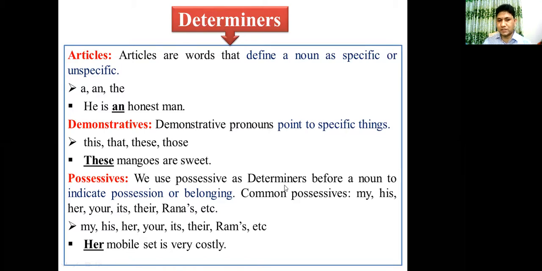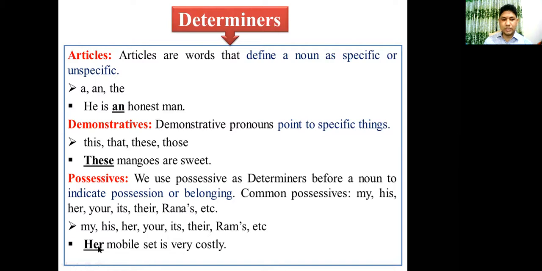Come to the next one, that is possessive. We use possessives as determiners before a noun to indicate possession or belonging. Okay. You see, common possessives: my, his, her, your, its, their, ours, etc. So these are the common possessive cases.